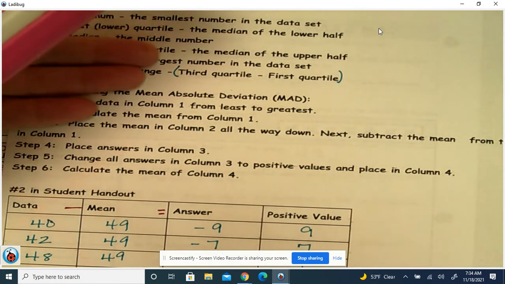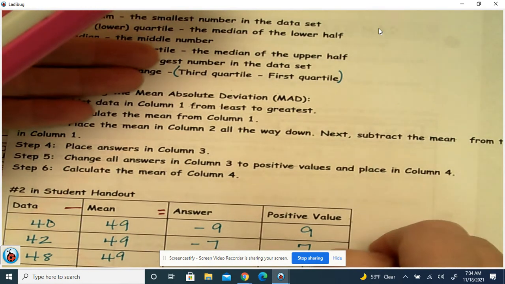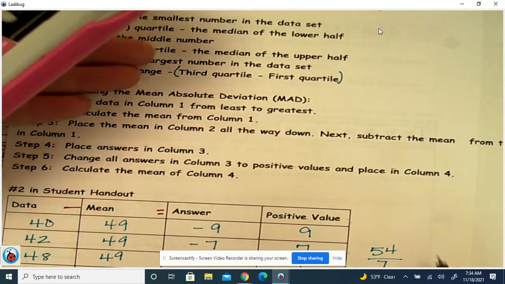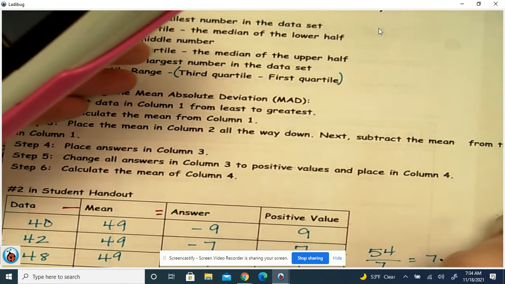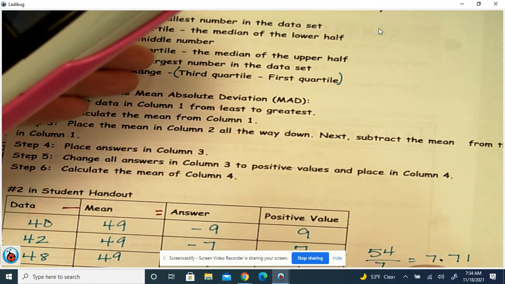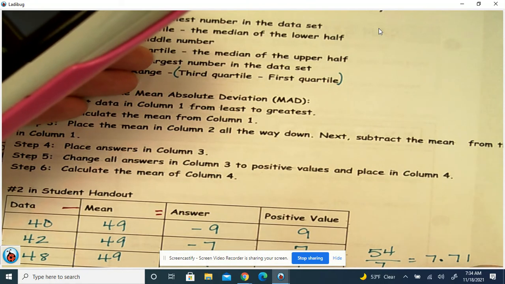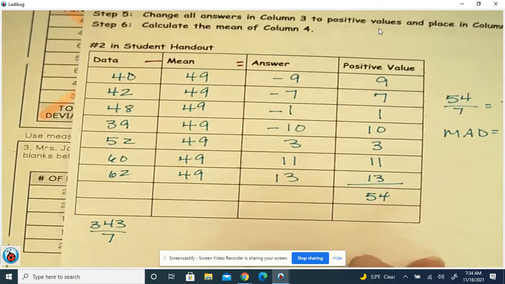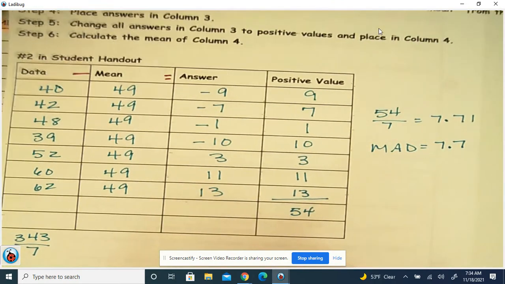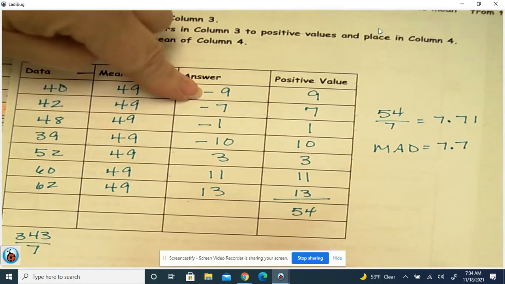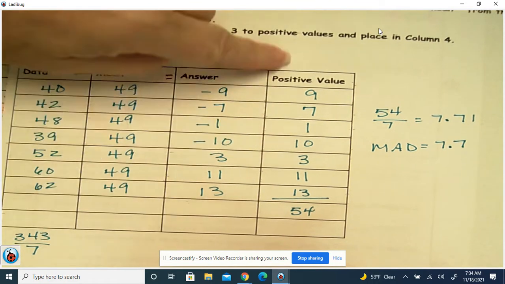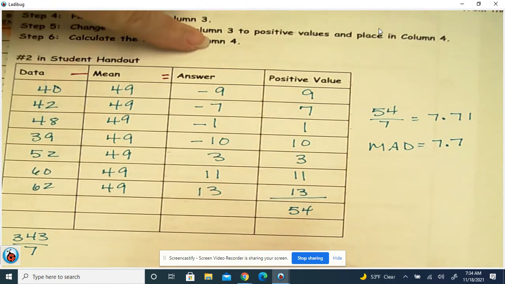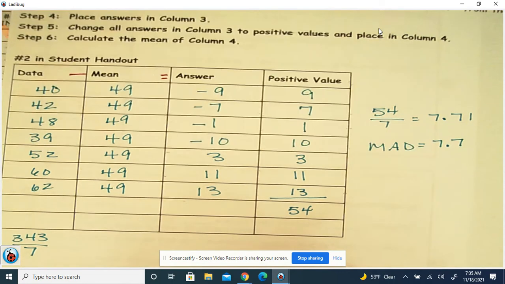All right, and then we added 7 numbers. So 54 divided by 7 is equal to 7.71. So our mean absolute deviation for that data set, if we round it to the tenth, is 7.7. So I took this, subtracted this, and got this. And I did it all the way down and changed all the numbers to positive values and then calculated the mean of column 4. And that gave me my mean absolute deviation.